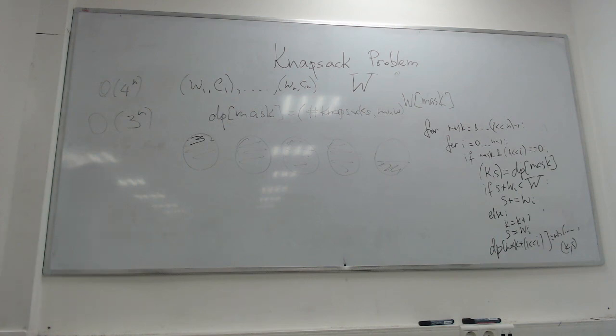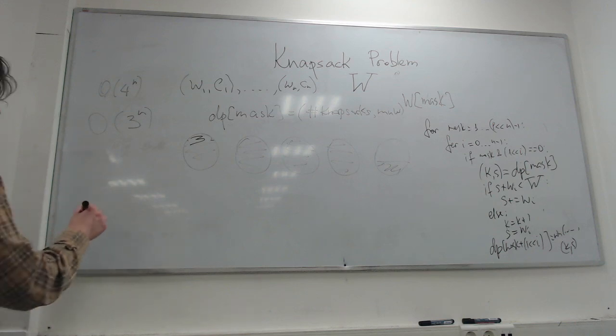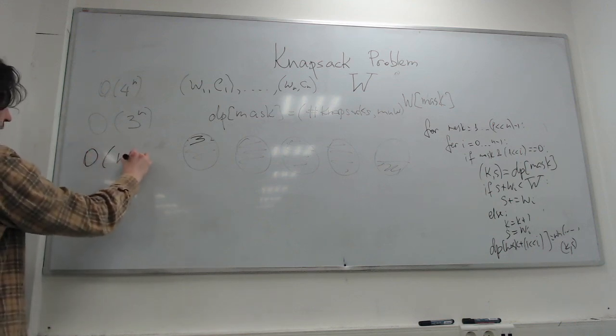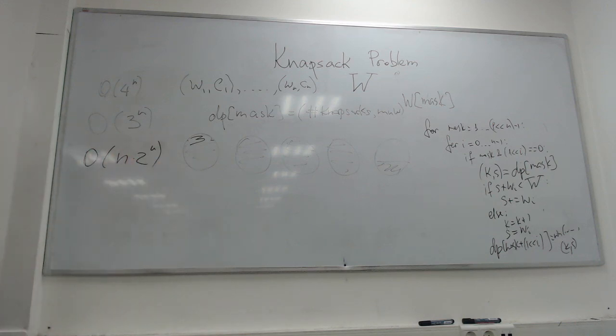Does it make sense? Okay, and you can see that the complexity of this will be n times 2 to the power of n. So we took the slowest approach, 4 to the power of n, and got the faster approach, n times 2 to the power of n, which is indeed faster.